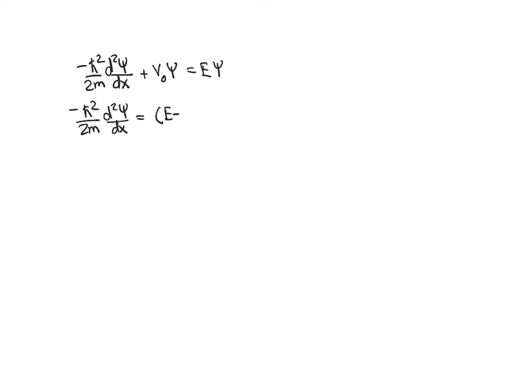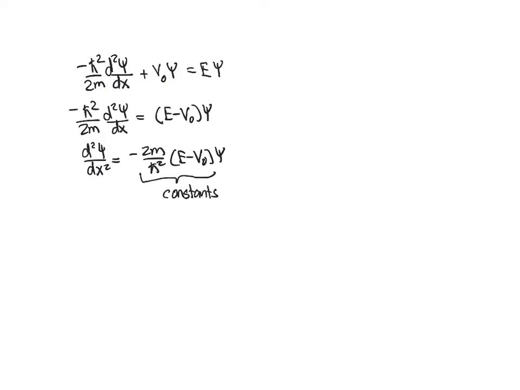So I'm going to have E minus V naught times psi. And then I'm going to multiply through by a negative 2m over h bar squared so that I isolate my second derivative term. And so then I have... okay. So at this point, I can see that I have this collection of constants here. And I am going to lump those all together and call them k squared.